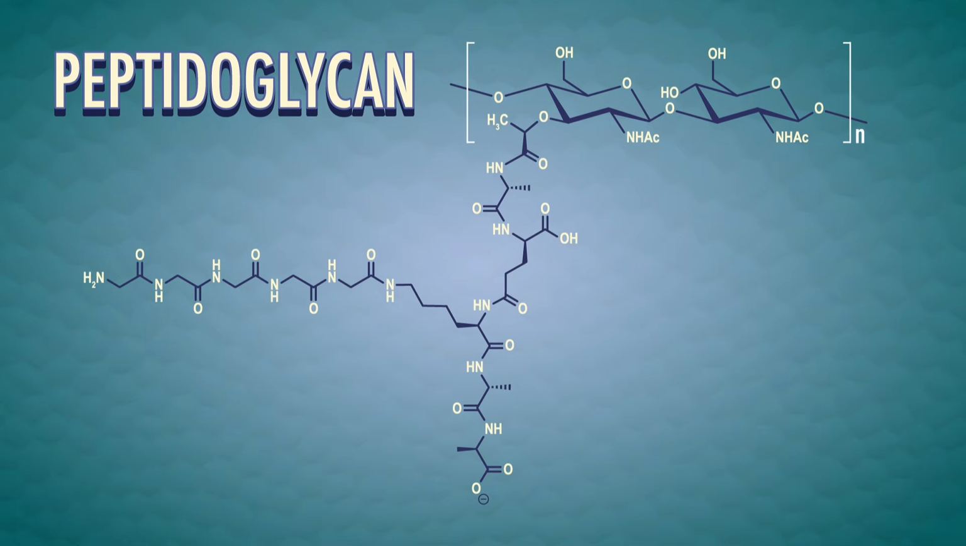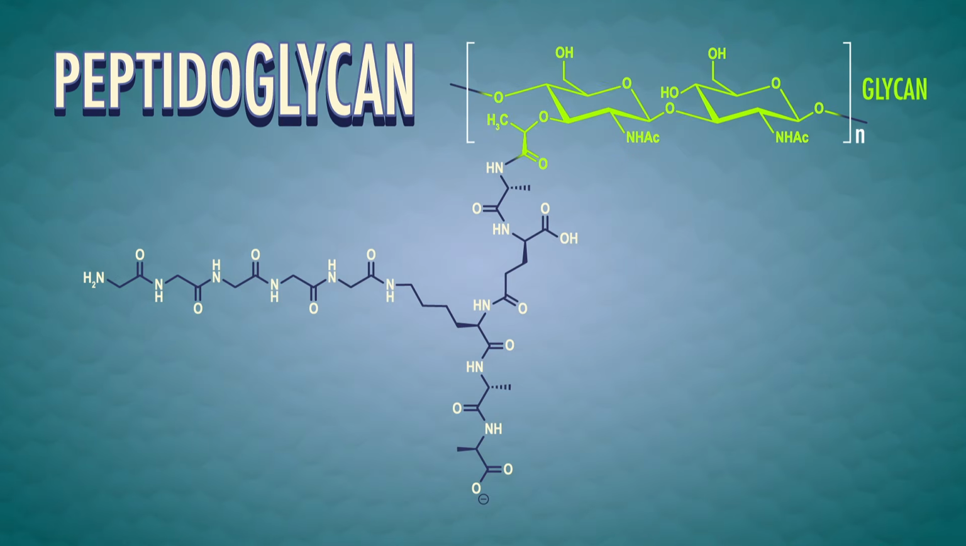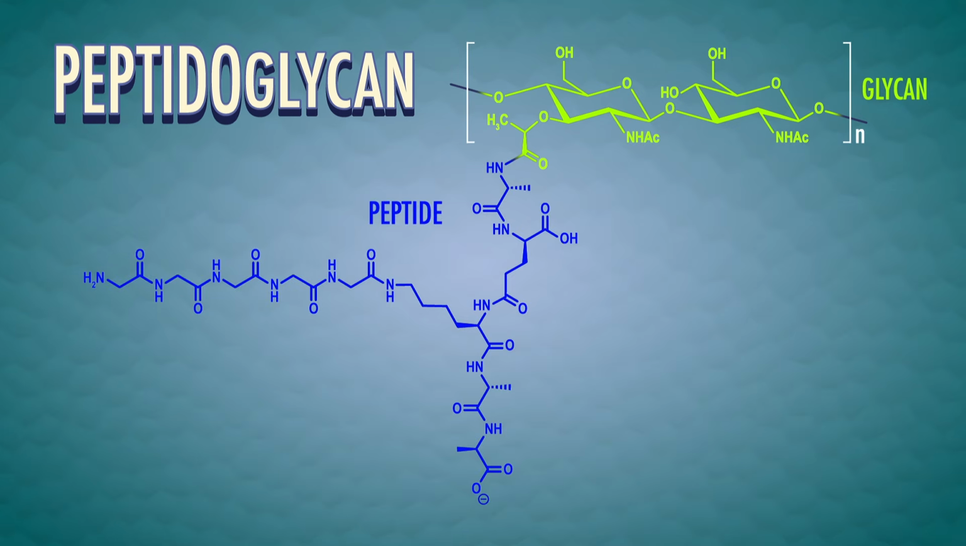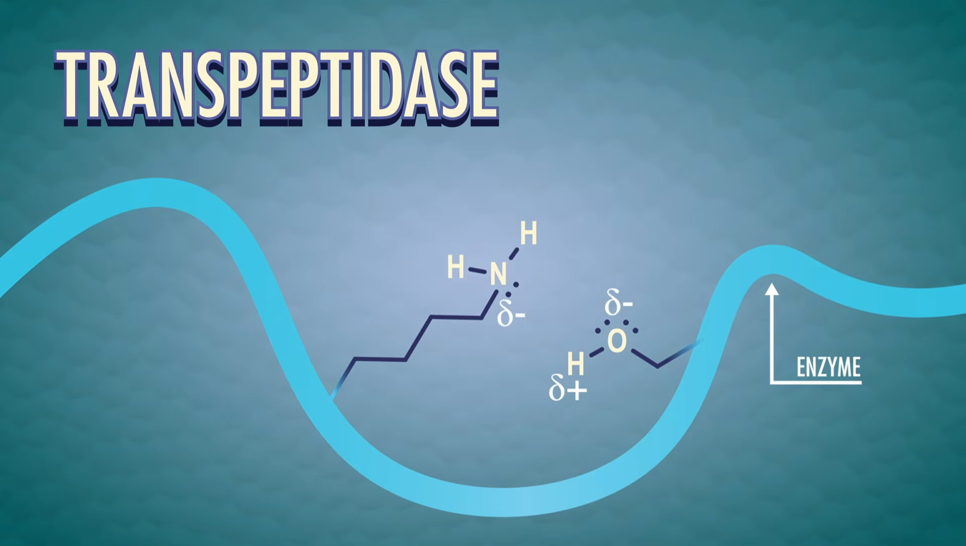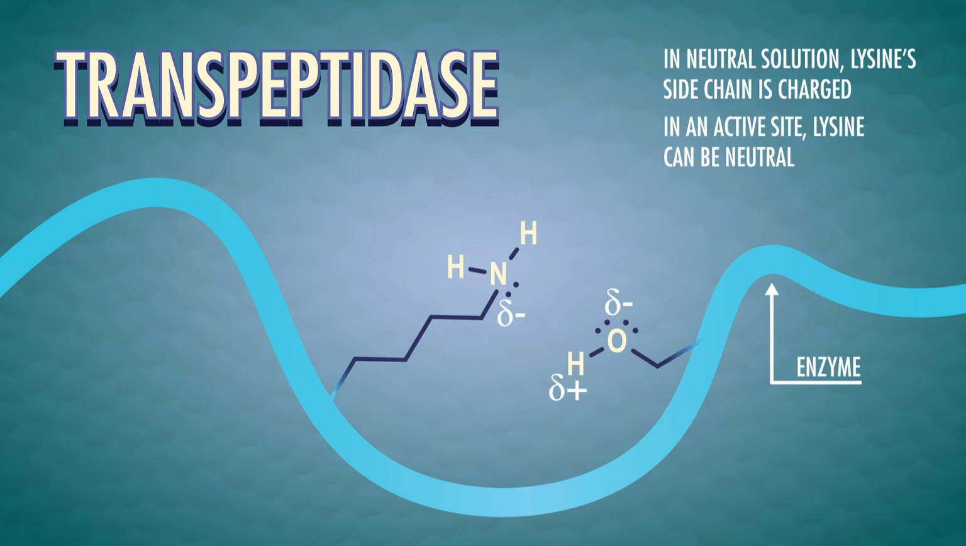The cell wall is a peptidoglycan, a mesh of polysaccharides, that's the glycan part, which are linked up by short chains of amino acids, or peptides. A bacterial enzyme called a transpeptidase cross-links the peptide chains, giving the cell wall its strength. Transpeptidase enzymes have a serine amino acid side chain in the active site, where the cross-linking reaction takes place. And some have a lysine nearby that may help the serine react.